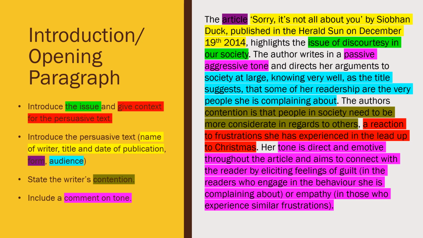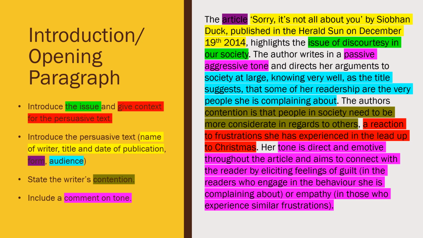I mention tone, and then I talk about the audience. I then move on to contention. So in that dark green, the author's contention is that people in society need to be more considerate in regards to others. And then after that, I've given context for the persuasive text. So I've said, this is a reaction to the frustrations she's experienced in the lead up to Christmas. The reason why I know this, as you can see in the first sentence, this particular piece was written on December 19th, 2014. So obviously she wrote this 6 days before Christmas. She mentions Christmas at the beginning of her article.